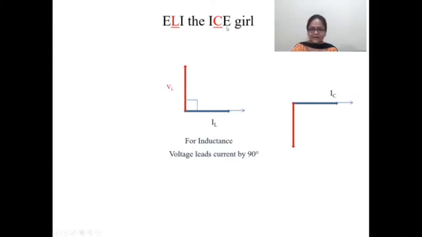When we say that the current is leading the voltage in the case of capacitance, this is the voltage phase, the current is leading. So in order to draw the current, we have to draw it in the anti-clockwise direction. In this way, the concepts of voltage lagging and leading across the inductance and capacitance are explained.